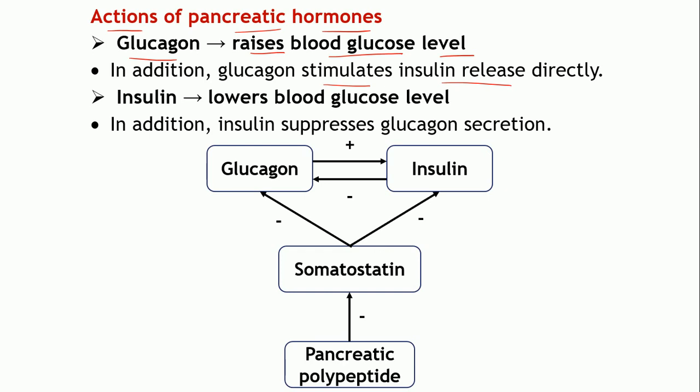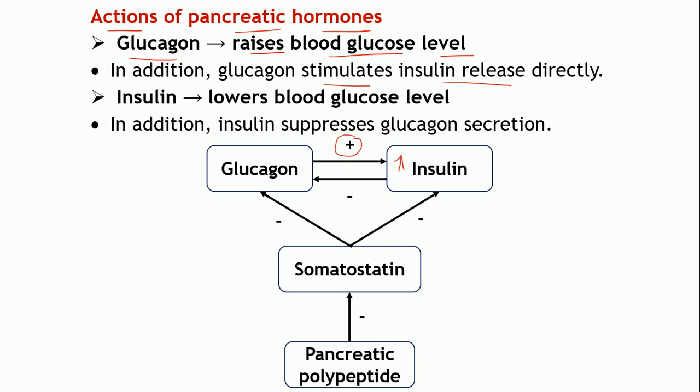Okay, so these are the four hormones. This diagram represents the action of one hormone on the release of another. All these control each other's release in addition to other actions which are produced. As you can see, glucagon stimulates the release of insulin, so it causes an increase in the levels of insulin.